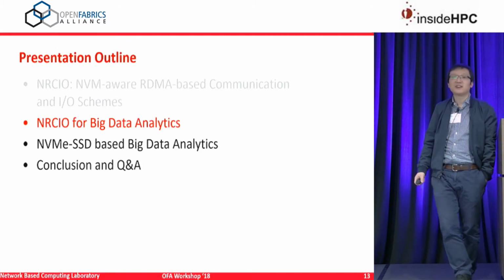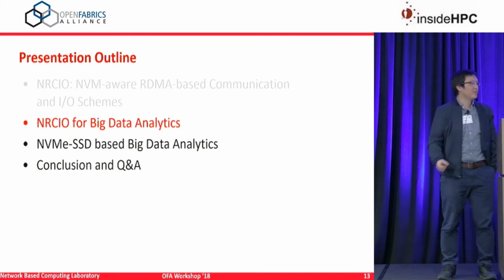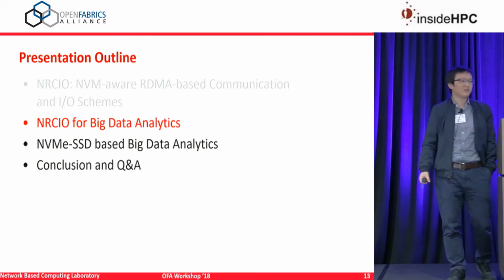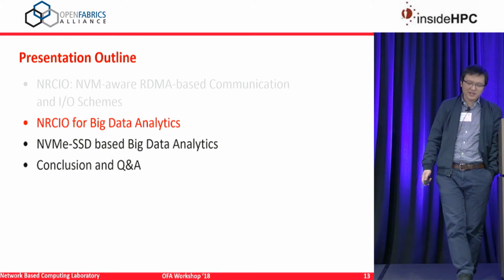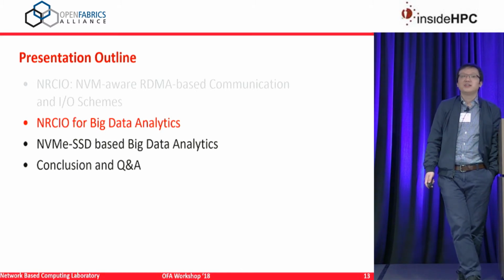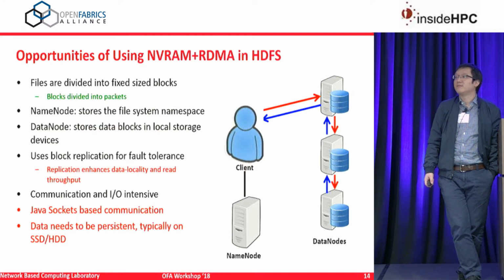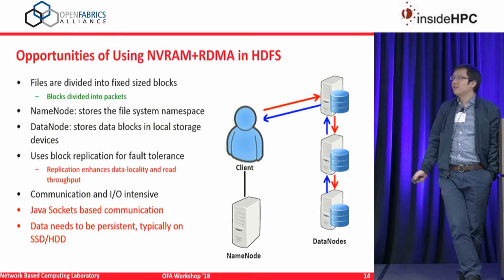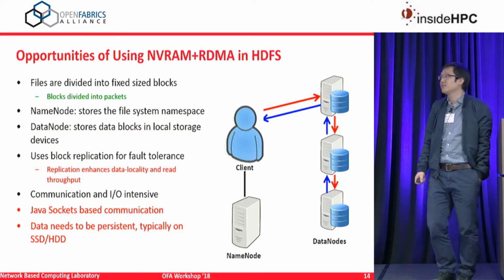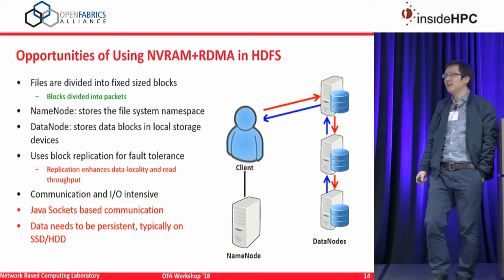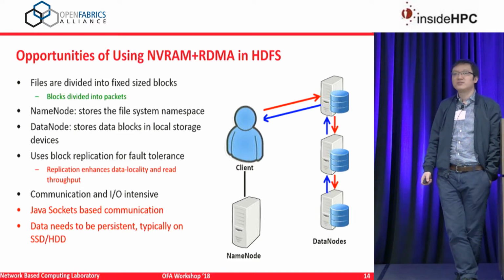With these things, the more interesting part I want to present now is how to use them in the big data stacks: where we can actually use them, and what kind of benefit we can get. The first thing I want to present is HDFS. Inside HDFS, why do you need NVRAM, and where can you use NVRAM?